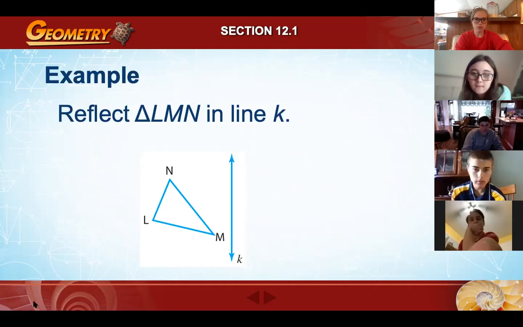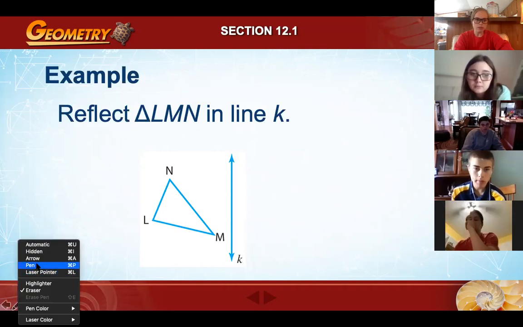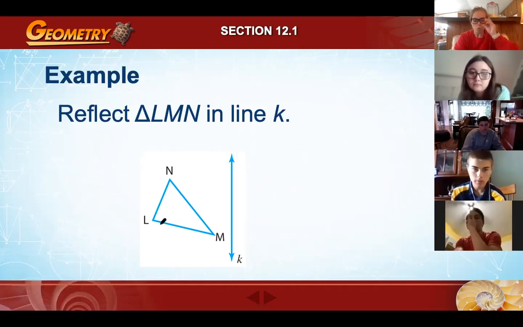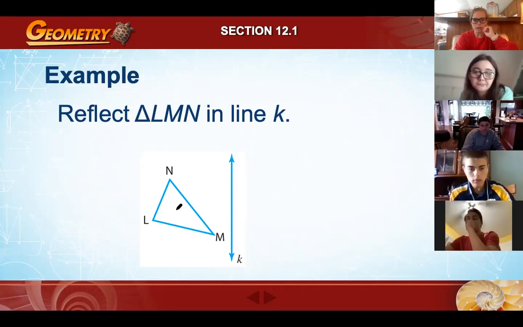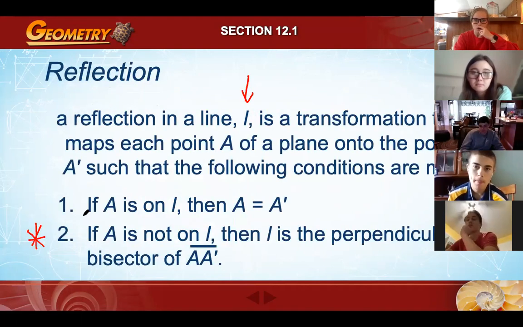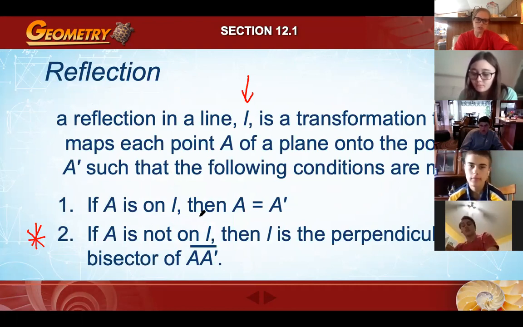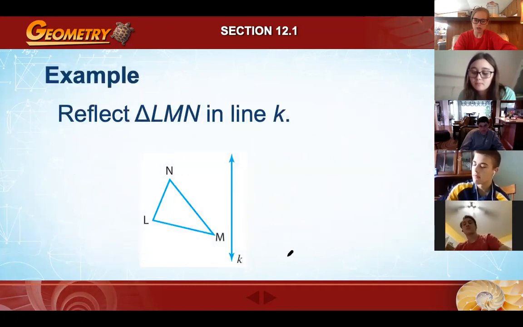But let's go back to the definition of what we were just studying. So notice here, what is the comparison? Where is this triangle? Are any of the points on the actual line? No, ma'am. No. So are we going to be talking about the first condition? If that point is lying straight on the line, then it's going to be equals. So we're going to be looking at number 2 here. If A is not on that line, then it's going to be the perpendicular bisector.